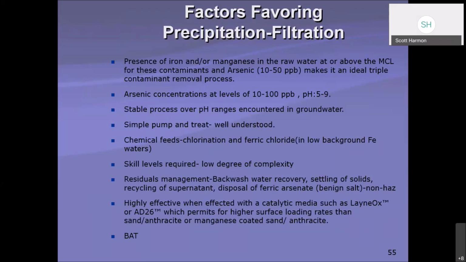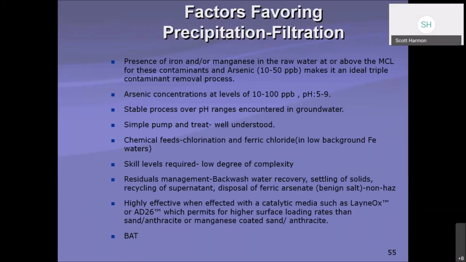For arsenic concentrations at levels of 10 to 100 parts per billion and pHs between 5 and 9, right? Lots of facilities, particularly well facilities, probably have those ranges of iron, arsenic, and pH conditions, right? It's a stable process over pH ranges encountered in groundwater, and that's very key because groundwater changes very little over time as far as pH and temperature, and iron, manganese, and for that matter arsenic levels change very infrequently. So once you get your facility up and running, you're pretty much treating the same way over and over, unless you decided to test a different chemical or something.